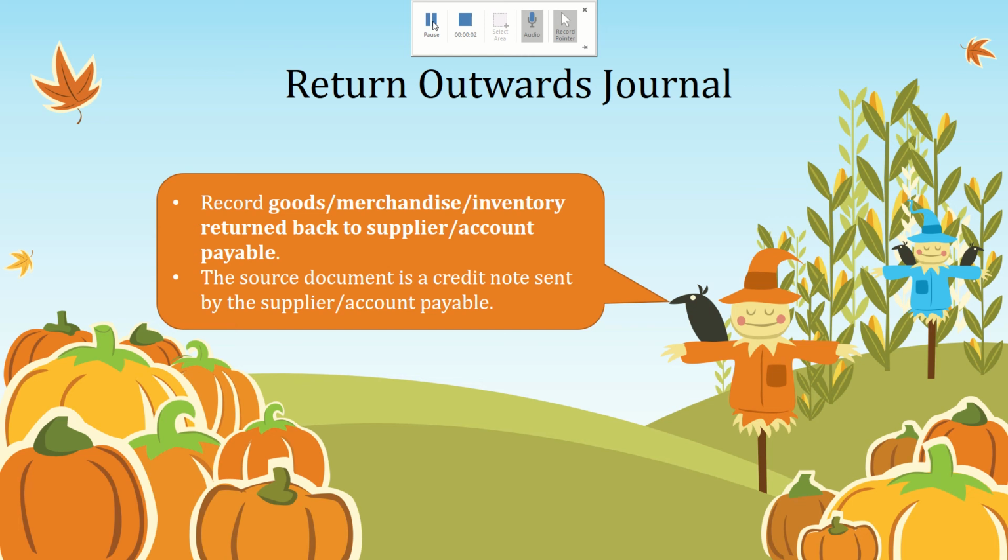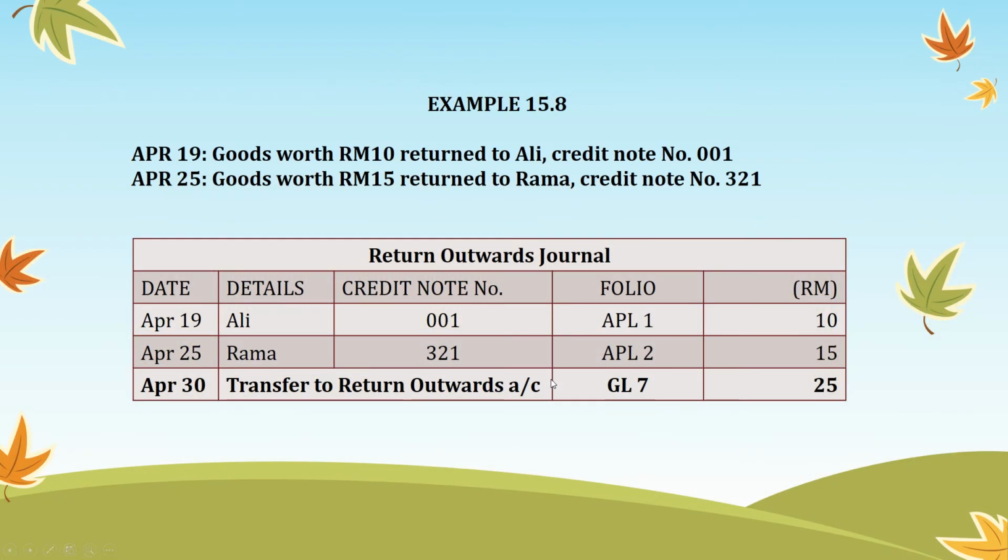Return outward journal is used to record goods or inventory returned back to the supplier or account payable. The source document is a credit note sent by the supplier or account payable. These are examples for return outward.